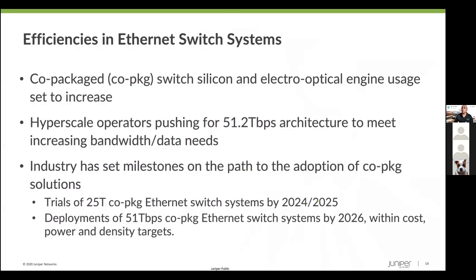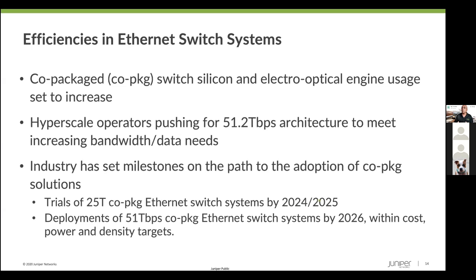Finally, in the area of architecture, here I could talk a lot, because this is my area of bigger expertise, I think. I'm going to only talk about co-packaged optics, because I think co-packaged switch silicon and electro-optical engine, bringing them together in a single package, that is going to increase a lot. Microsoft and Facebook have already announced a joint effort to set the industry standard towards the 51.2 terabits per second architecture, right, to meet increasing bandwidth data needs. Intel already showed something at 12.8 or something, but with a roadmap to 51.2, so they will have co-packaged optics.